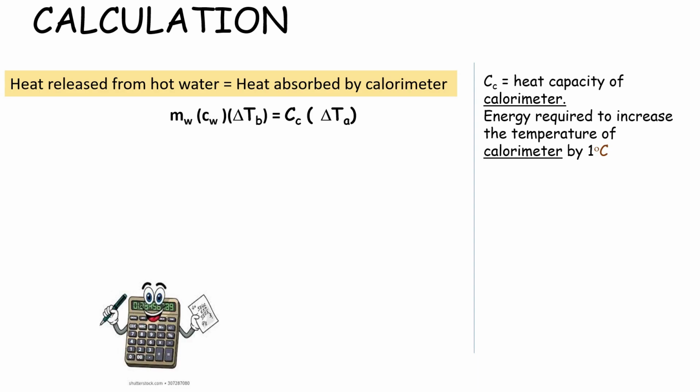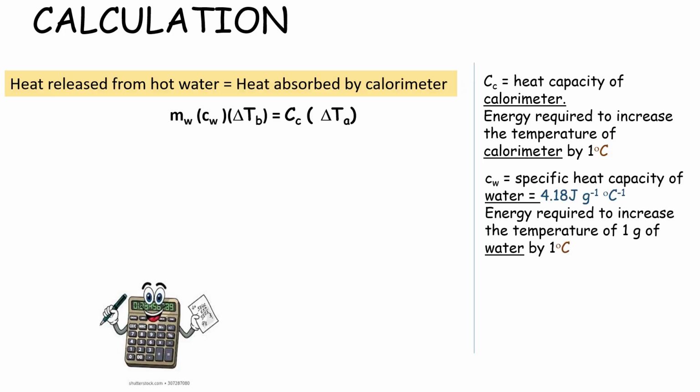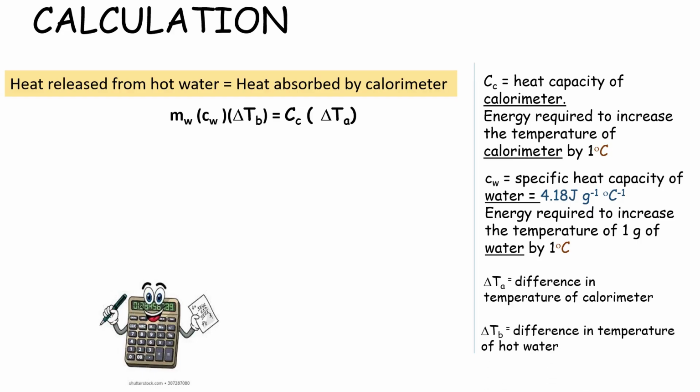Heat capacity of the calorimeter is the heat required to increase the temperature of the calorimeter by 1 degree Celsius. Meanwhile, specific heat capacity of the water is the energy required to increase the temperature of 1 gram of water by 1 degree Celsius. Delta TA is the difference in the temperature of the calorimeter. Delta TB is the difference in the temperature of the hot water.